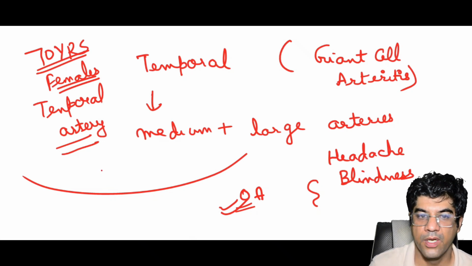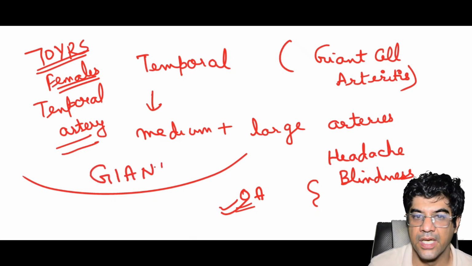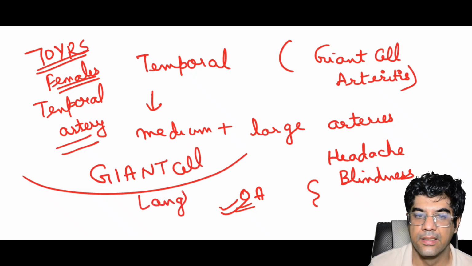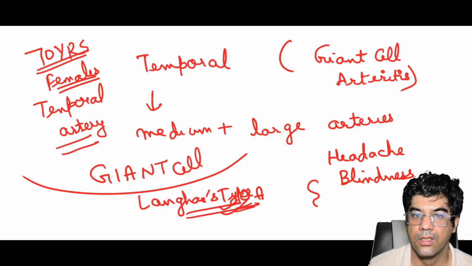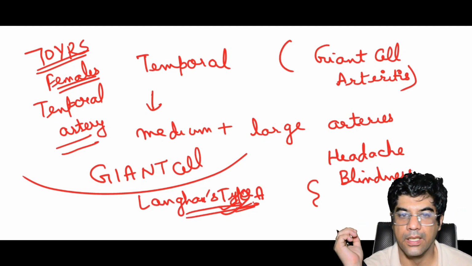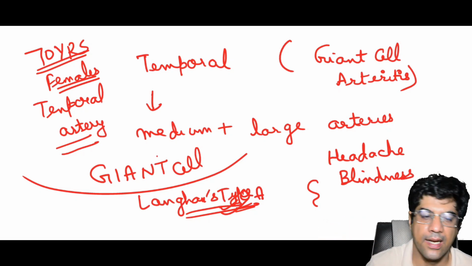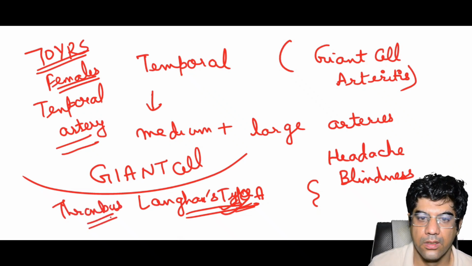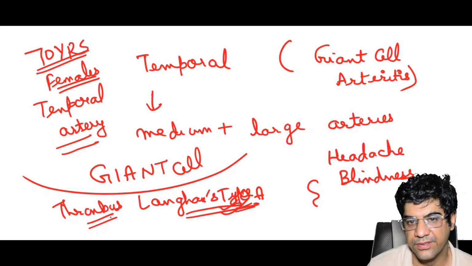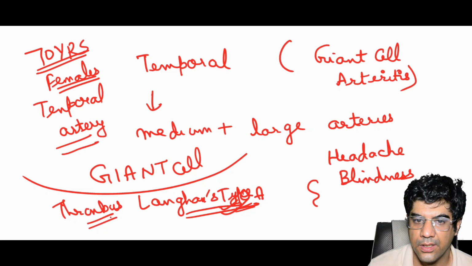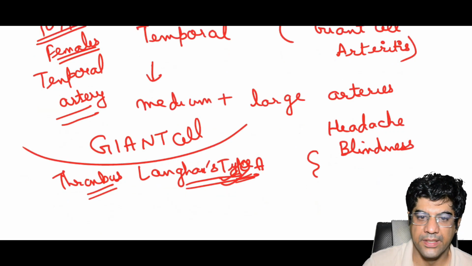So the most common feature is the presence of giant cells or Langhans type cells that could be seen. There would be cellular proliferation that leads to lumen narrowing, and that could lead to thrombus formation. The inflammatory cells that could be seen are neutrophils, lymphocytes, and eosinophils.